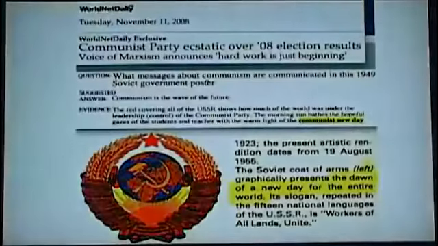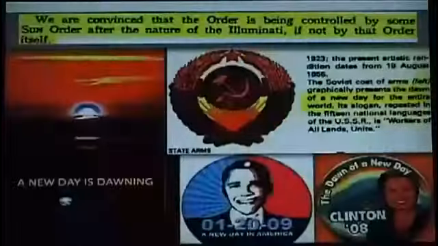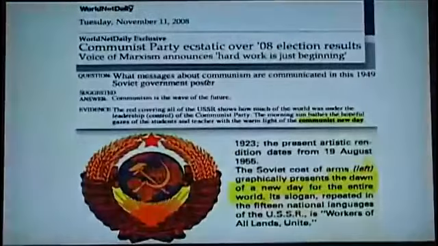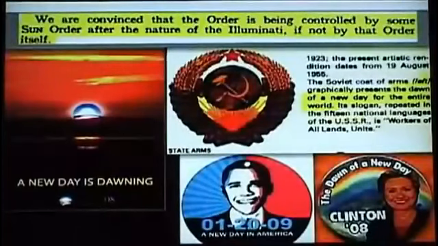Or we have the dawn of a new day, which is, of course, Mrs. Clinton and the new day that's dawning for the world. So it doesn't matter. America is finished. It's completely done in. So the two last thoughts.